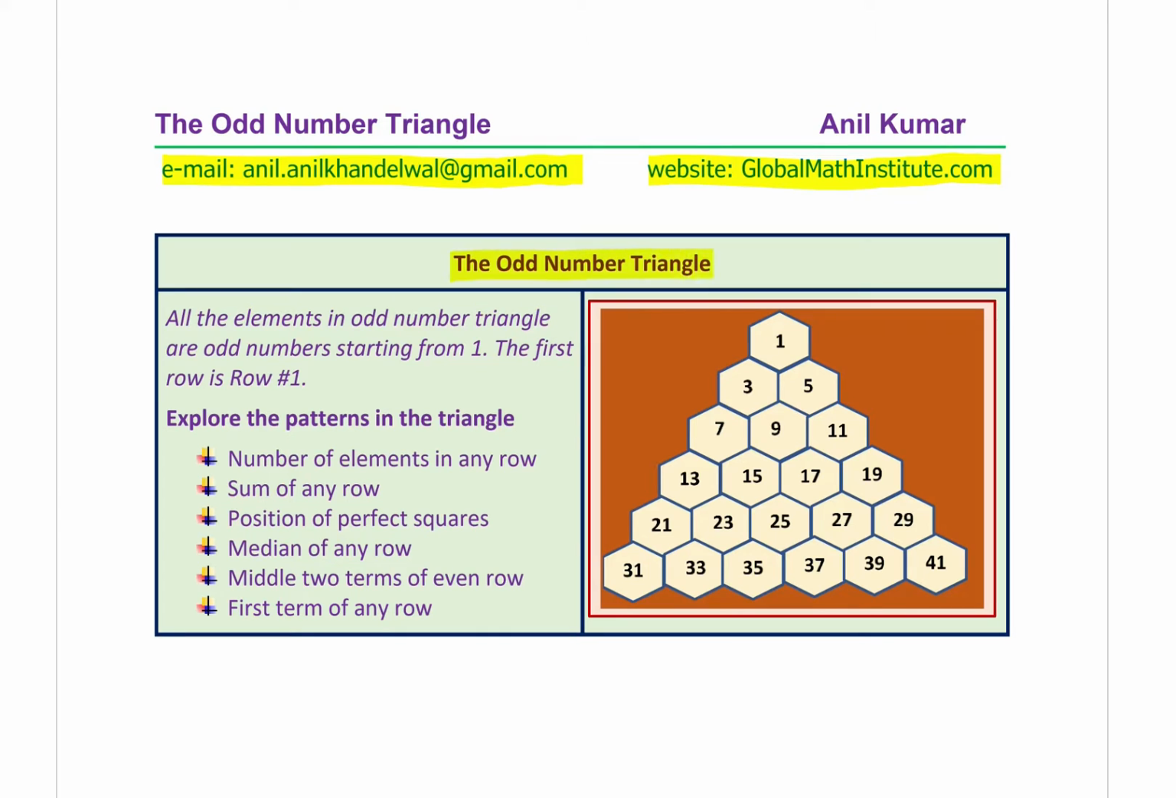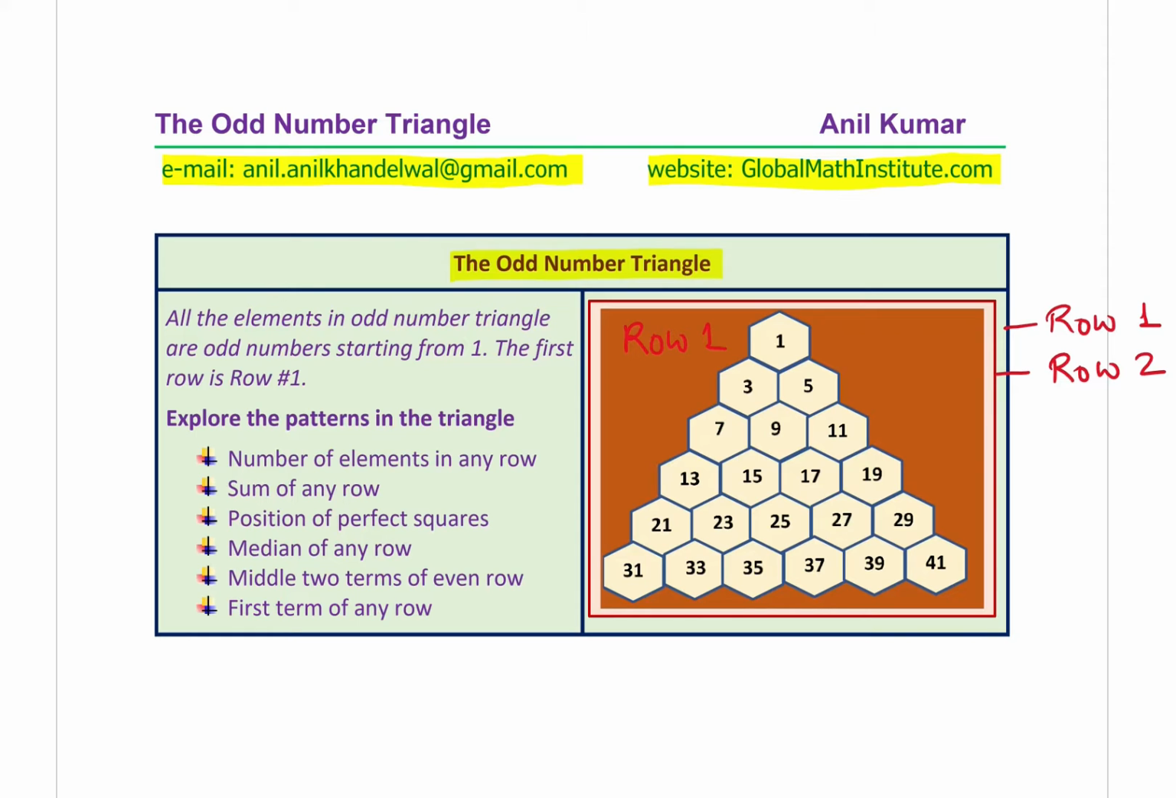The odd number triangle has only odd numbers arranged as shown in this particular triangle. As you can see, it begins with number 1 and the first row is called row 1. So here we have row number 1 to begin with. In row number 1, we have one element and the value here is 1. And then 3 and 5 are two elements in row number 2. Likewise, we have rows arranged with odd numbers as shown.